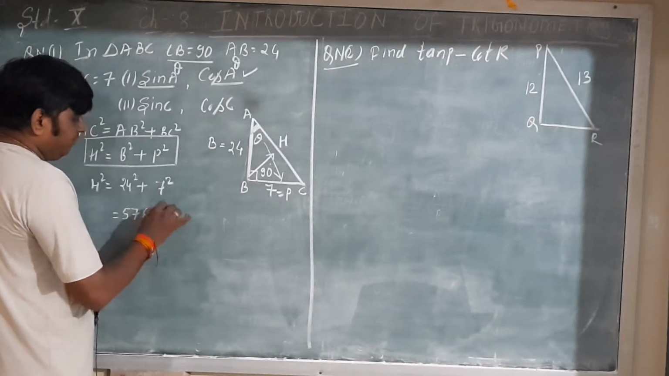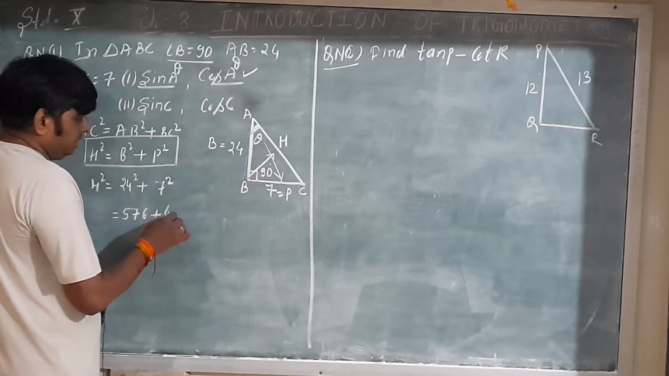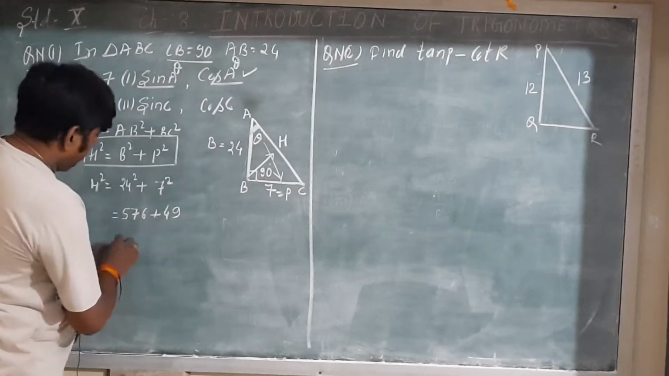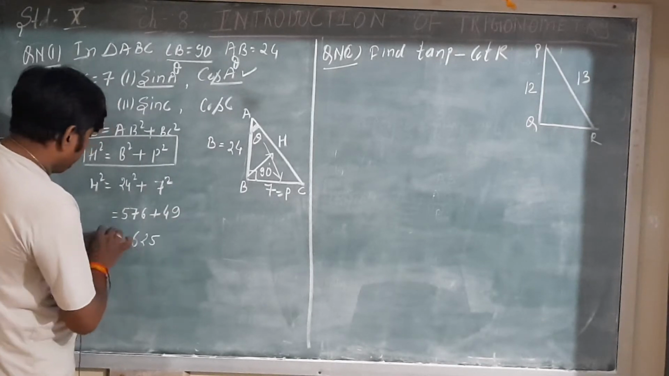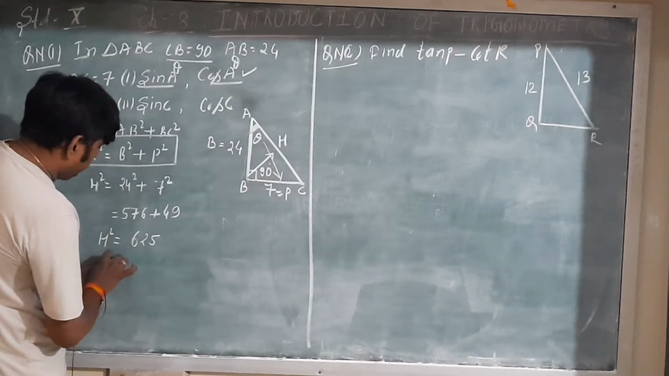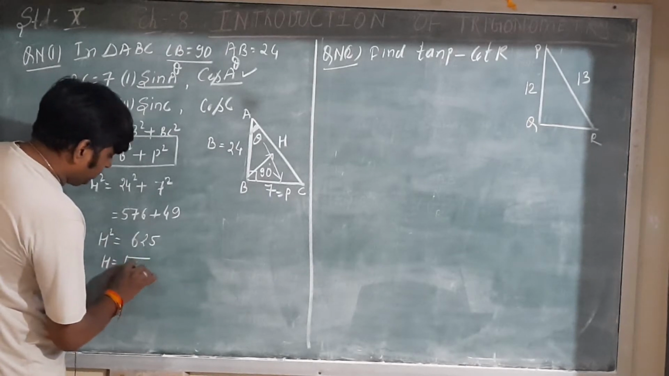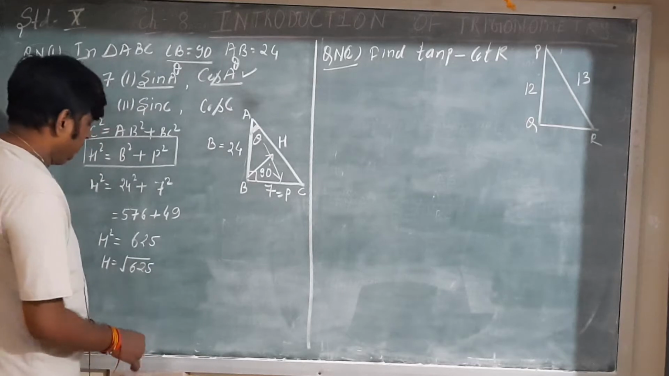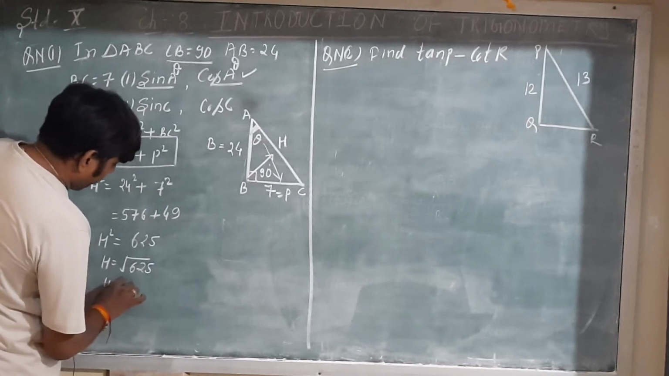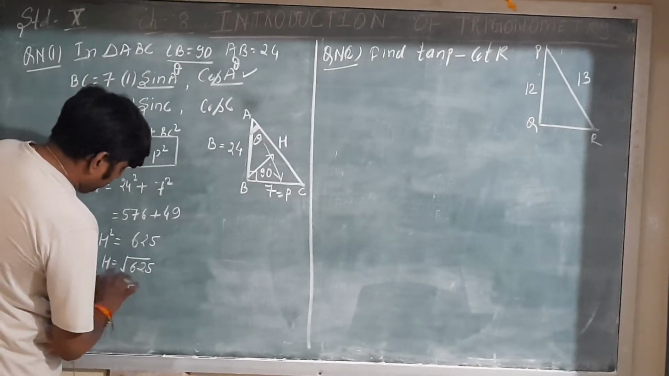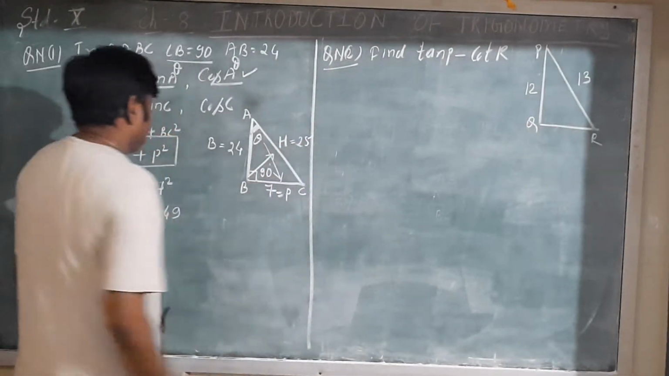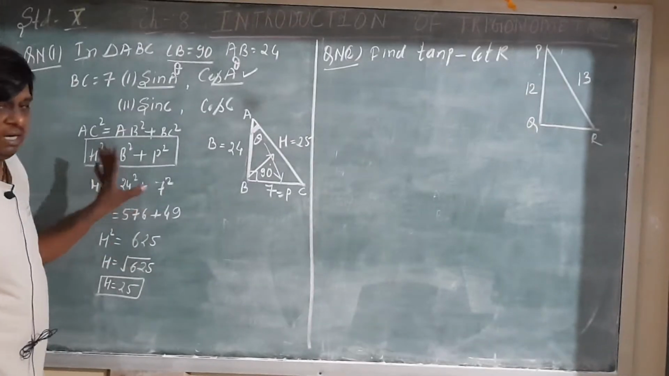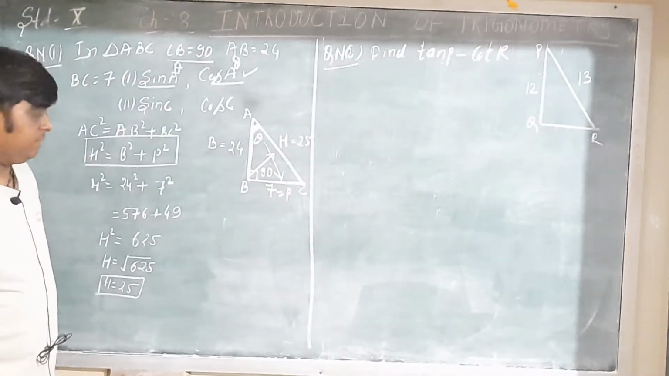24 square is 576, and 7 times 7 is 49. Adding both values we get 625, which is H square. So H is the root of 625. The root of 625 is 25, so the value of H is 25. So the hypotenuse is 25, using the Pythagoras theorem.